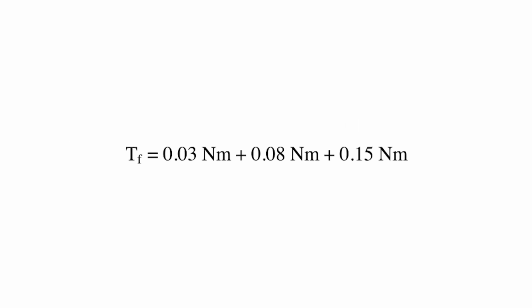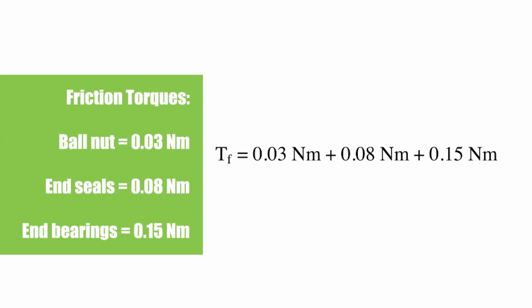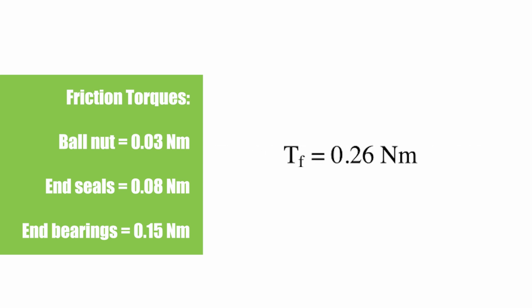Now compare this to the sum of friction torques of the screw assembly. These include the friction torque of the nut, seals, and end bearings. These values can usually be found in the screw manufacturer's catalog. For our example, the ball nut has a friction torque of 0.03 newton meters, the end seals have a friction torque of 0.08 newton meters, and the end bearings have a friction torque of 0.15 newton meters. So the total friction torque of the assembly is 0.26 newton meters.